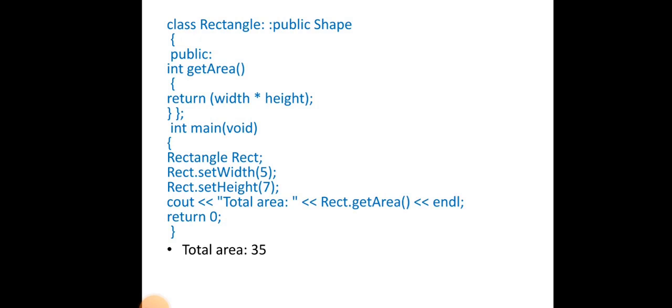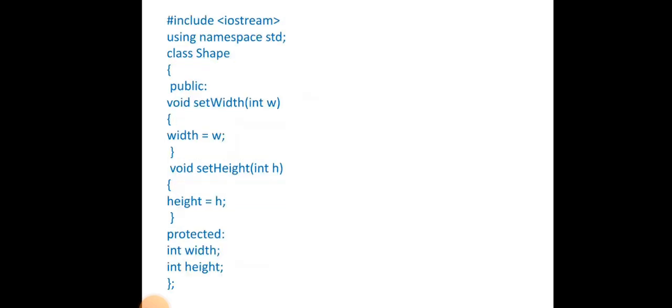Using this object, we are going to access the member functions within the base class. There are two member functions, setWidth and setHeight. By passing the parameter values 5 and 7 to the respective member functions setWidth and setHeight, we can calculate the total area of the rectangle. In cout, we print the area of the rectangle by using the object Rect.getArea. This is a simple sample code for the inheritance concept.